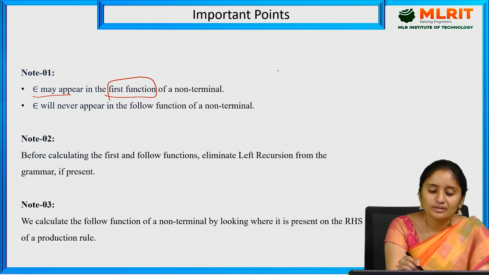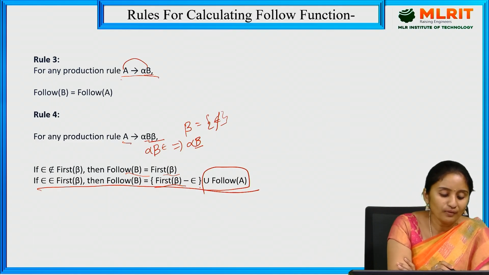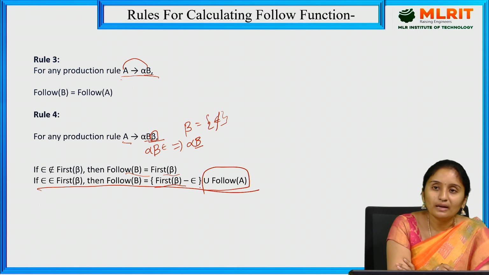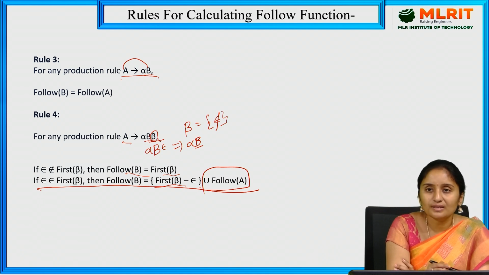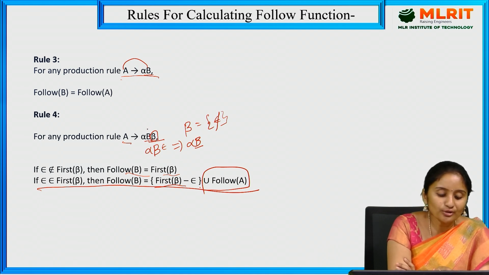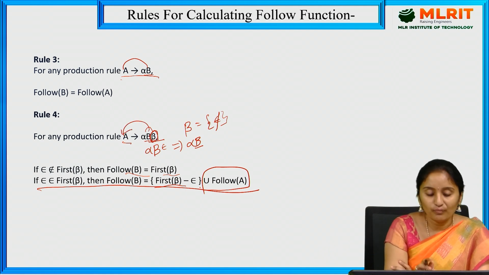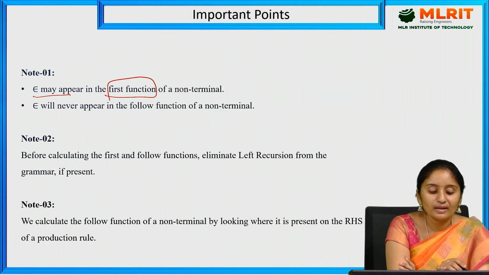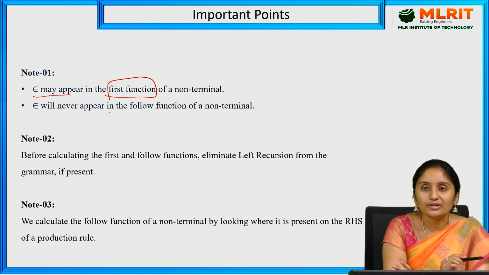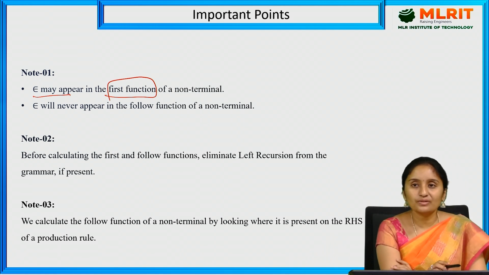Why? Because see here, in the previous example, if I am having epsilon, then I am not writing it. Epsilon is nothing but empty. So follow of B is nothing, there is nothing there, and we go for the follow of A. This is the rule we follow. That's why epsilon will never appear in the follow function, only in the first function. Dollar will appear in the follow function, but not in the first function.